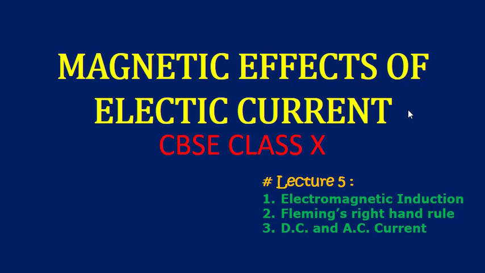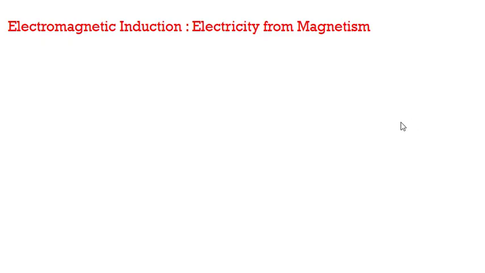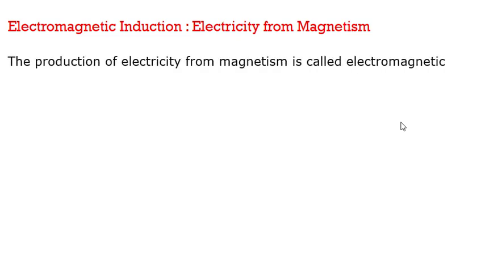This is Rajesh. In this lecture we are going to see electromagnetic induction, Fleming's right hand rule and DC and AC current. Let us first discuss electromagnetic induction. The production of electricity from magnetism is called electromagnetic induction.